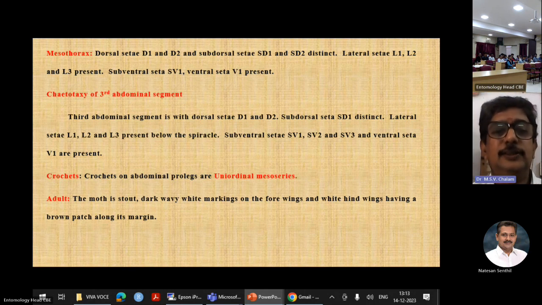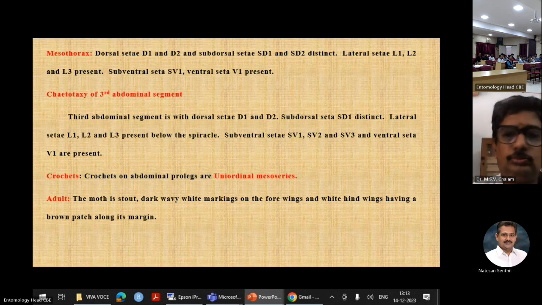It is uni-ordinal mesoseries. Here also, if you want, you can have a description of the adults also.